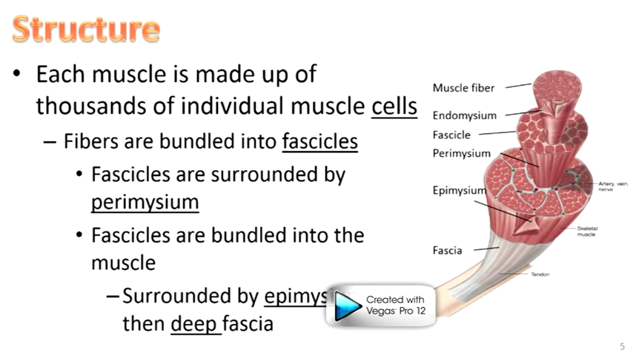Okay, and they are surrounded by the epimysium. Epi means, as you remember, upon. And then we have a further tissue surrounding those, a connective tissue membrane called deep fascia, which is this white thing here, and we'll learn later that it is what becomes the tendon later on.